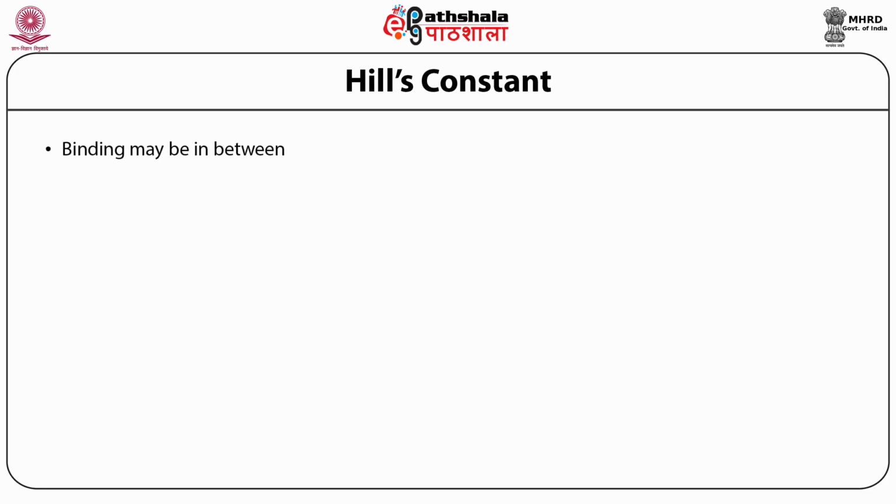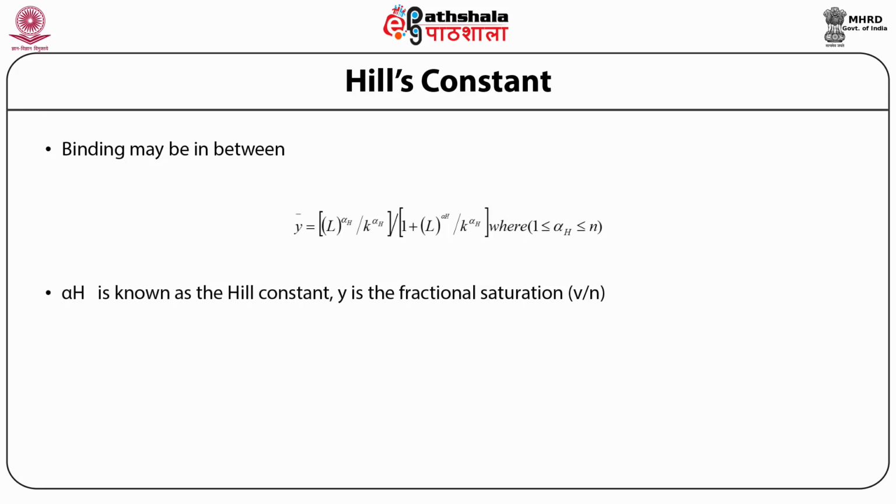Binding may not be fully cooperative. In that case, the fraction of bound protein is given by L to the power alpha H divided by K to the power alpha H. Here alpha H is the Hill coefficient. In the denominator you get 1 plus L to the power alpha H divided by K to the power alpha H. So alpha H is known as the Hill constant, and that is used to describe cooperativity.